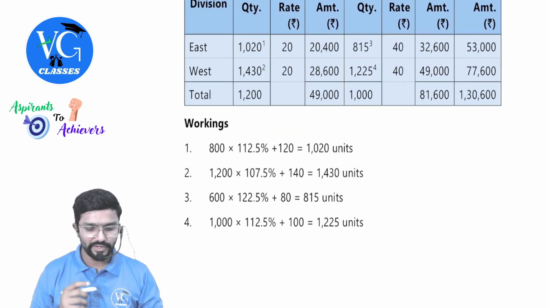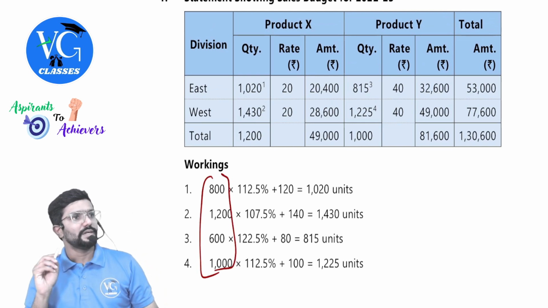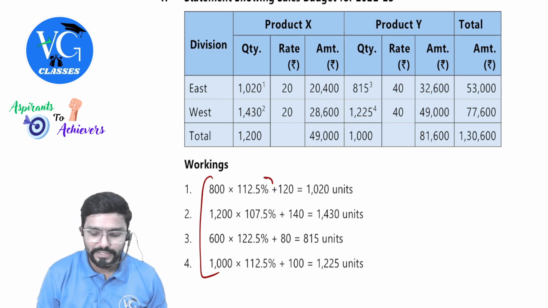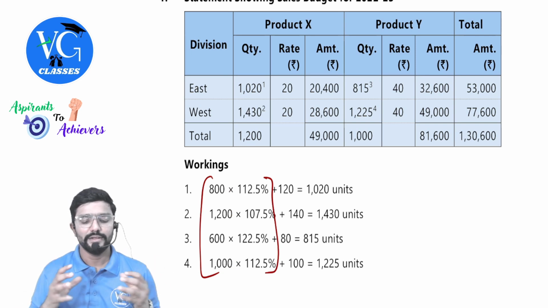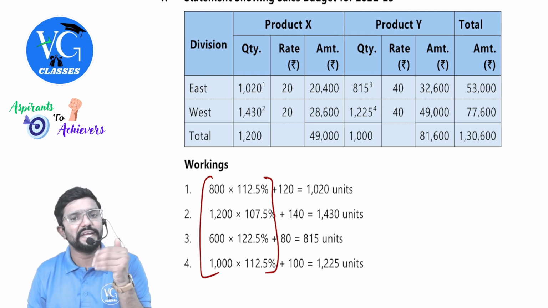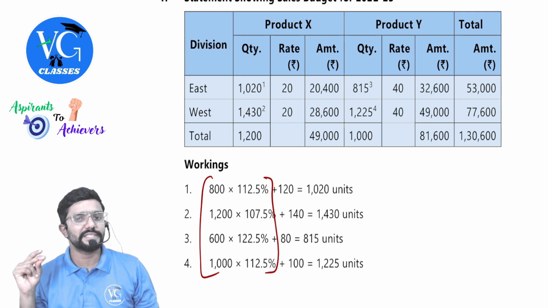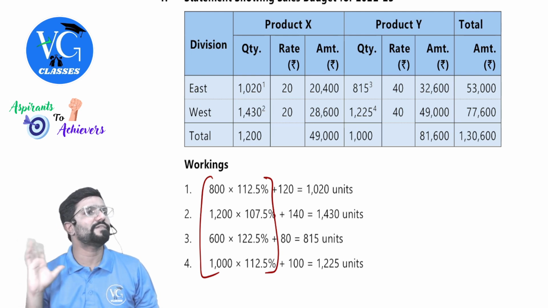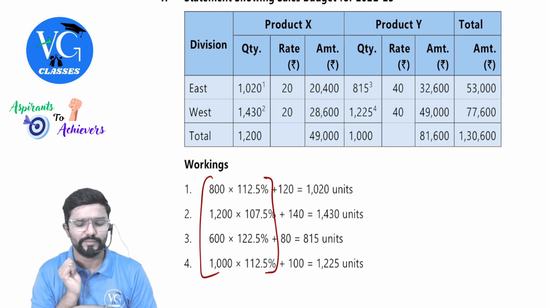Workings first. Guys, see, these are the budgeted sales. So clear? Yes. Now they have considered the percentage increase which was given above. So into 112.5, that is 12.5% increase. Now they have done into 112.5. That then 7.5% is the increase now. So they have taken 107.5%. Or else can I simply add 7.5%, sir? Yes, you will get the same.